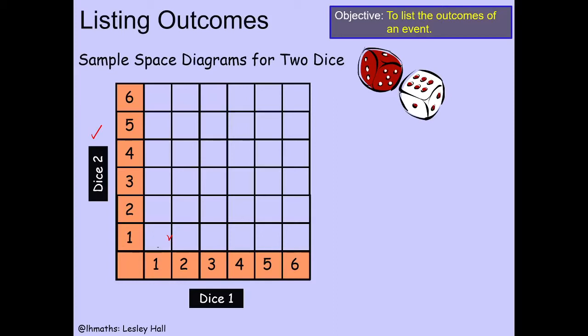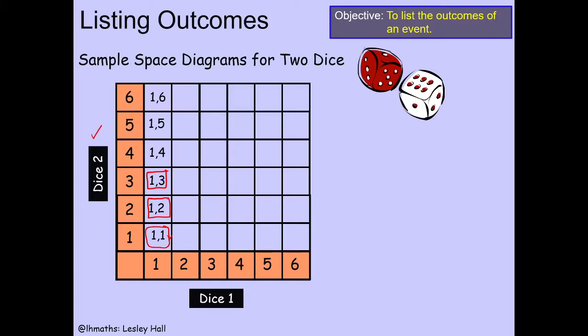1, over here. 1, 1. That's correct. What about over here? 1, 2. Correct. What about over here? 1, 3. So on and so forth. 1, 4, 1, 5, and 1, 6.